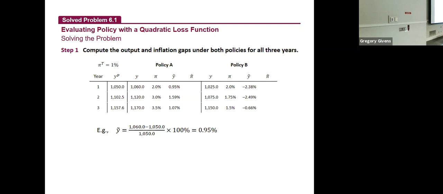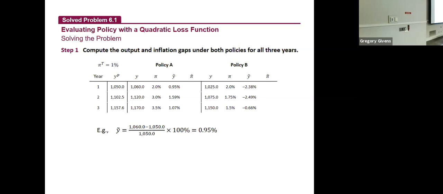So it looks to me like policy B is more of the contractionary policy, whereas policy A is expansionary, right? Policy A is a loose or accommodative stance of monetary policy compared to choice B, which is a tighter or less accommodative stance. Okay, we're halfway there.